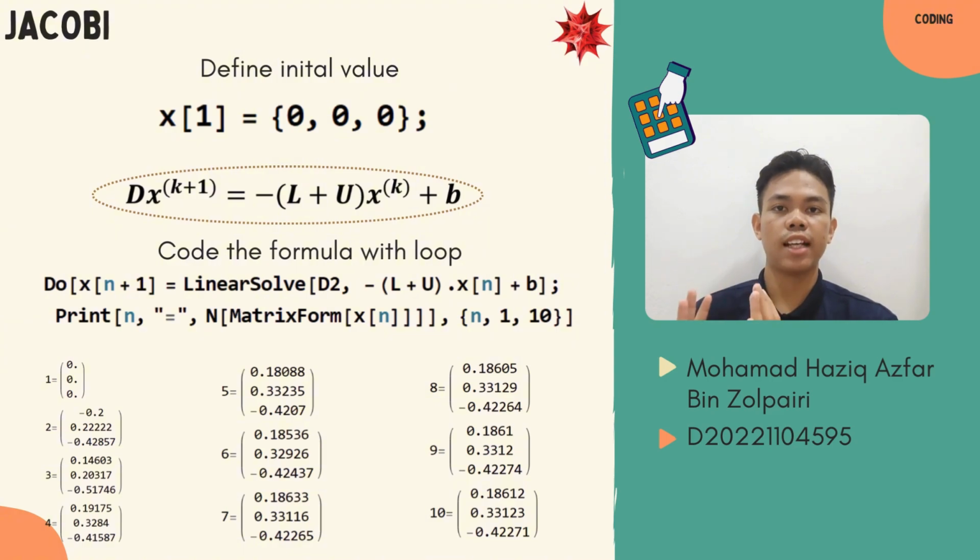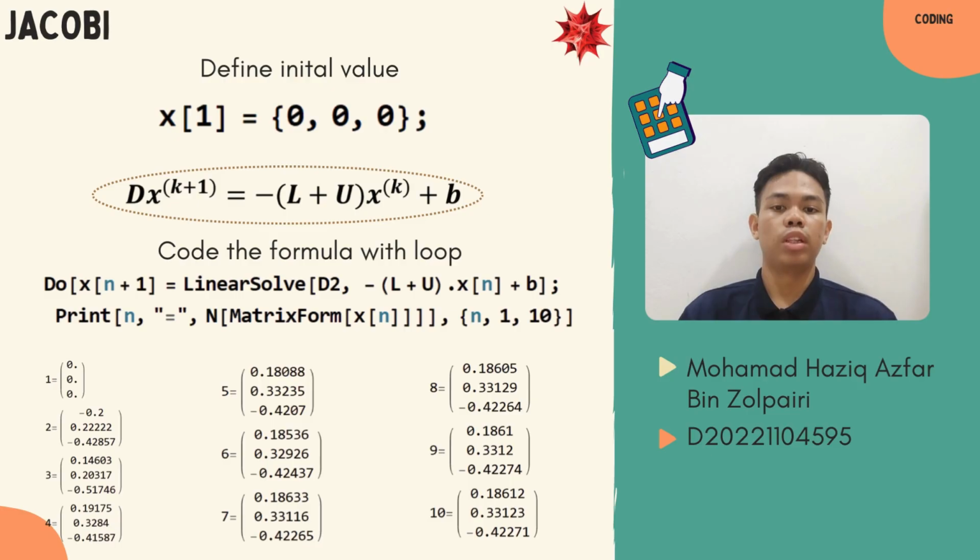First, we put the left hand side, which is the diagonal matrix D2. Then, after the comma, we put the right hand side, which is the negative of L plus U multiplied by x at n, plus B. After that, we add the Print function so that each iteration result is displayed in matrix form. In this case, we only calculate up to 10 iterations.